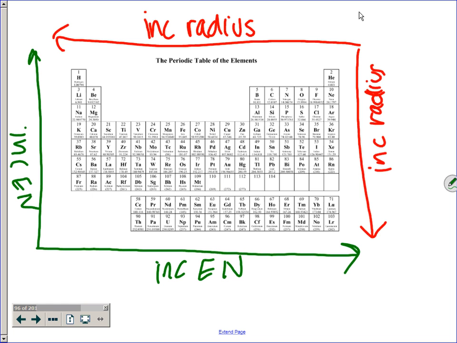Ionization energy. Give me either the period or the group trend. As I go up a group, it's increasing. So I'm just going to tack that on here. It's following the same direction electronegativity is. So ionization energy, IE, increases as you go up a group. Jacob's group, ionization energy for the period.